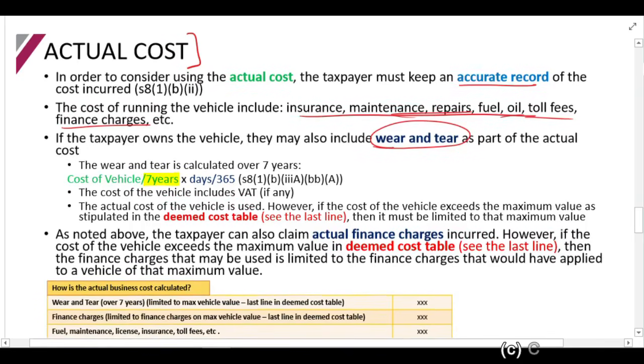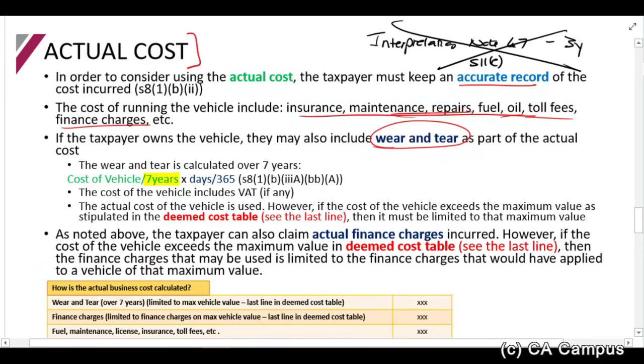So we know that there are things like interpretation note 47 that tells you how to calculate the section 11E wear and tear, and it might be things like 3 years is a common one. We ignore that. It's always over 7 years. This is not a section 11E wear and tear calculation. Okay, so you take the cost of the vehicle, including VAT, and we use it.